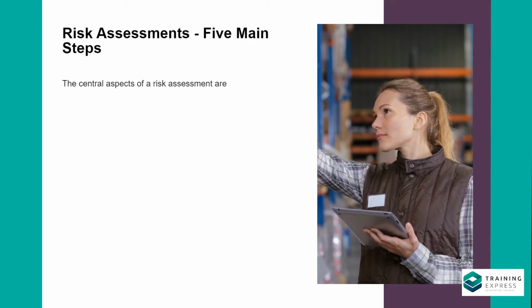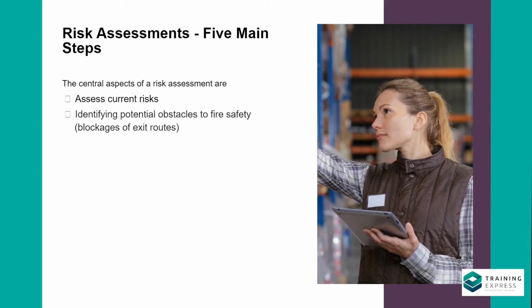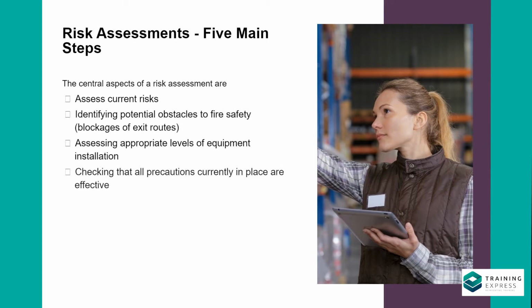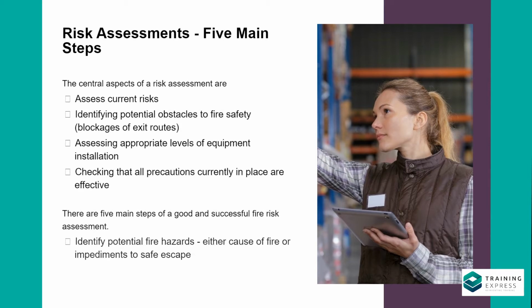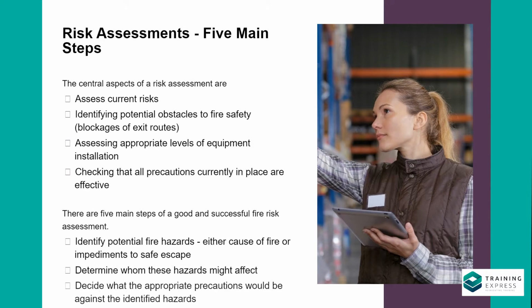Risk assessments, 5 main steps. The central aspects of a risk assessment are: assess current risks, identifying potential obstacles to fire safety, blockages of exit routes, assessing appropriate levels of equipment installation, checking that all precautions currently in place are effective.